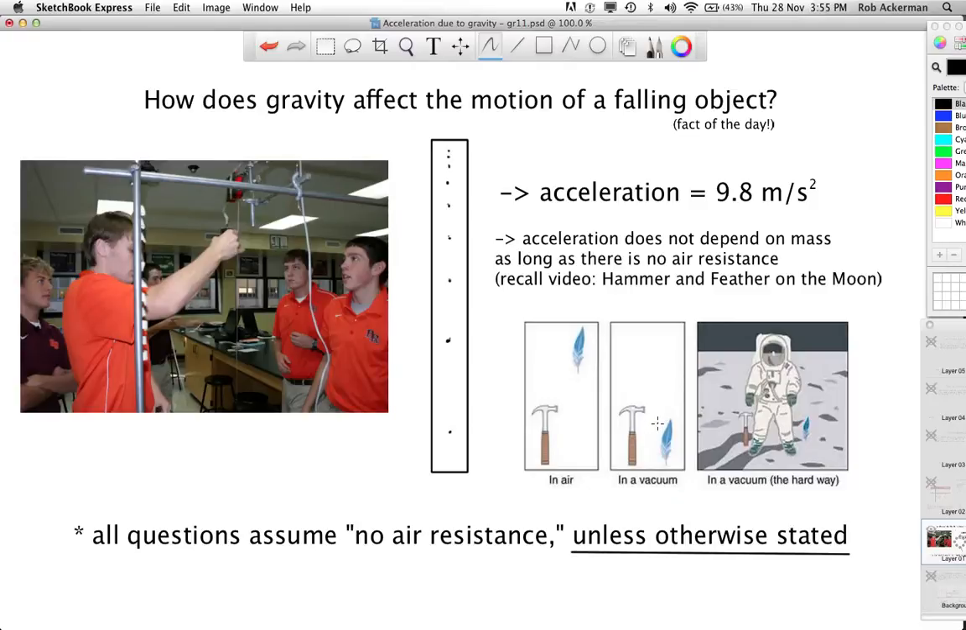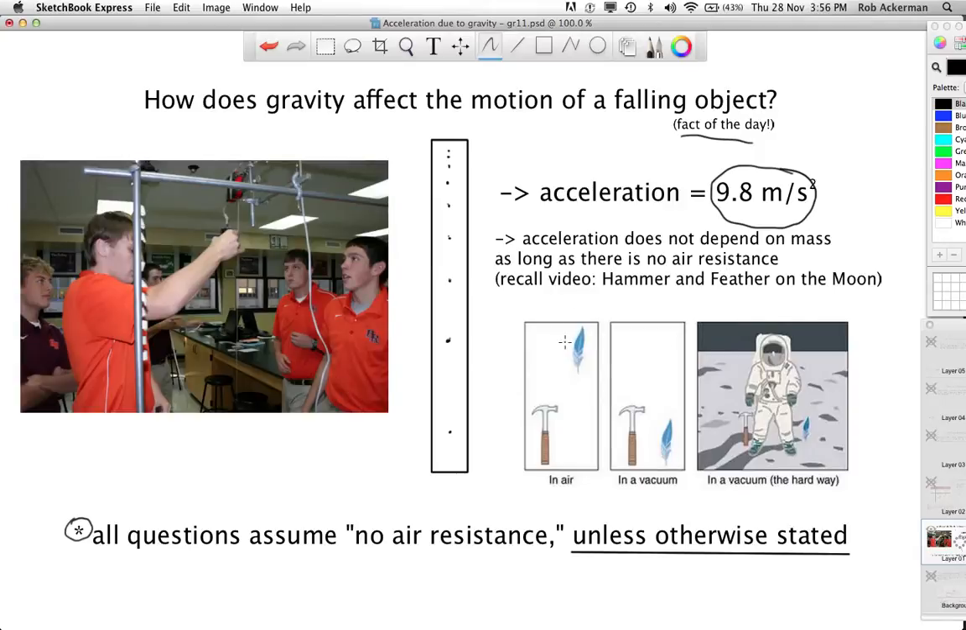So recall what this meant, which was that this 9.8 business is only true if there is no air resistance. If there is air resistance, then you're going to get a situation like this, where different objects fall at different rates. But as long as there's no air resistance to interfere, any object, either really heavy like a hammer or really light like a feather, will fall with an acceleration of 9.8 meters per second squared. And that, by the way, is the fact of the day, or the fact of the video.